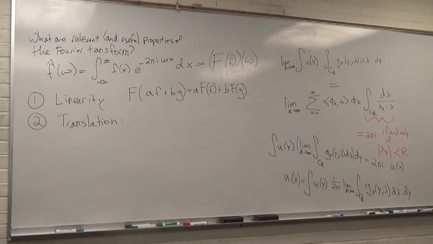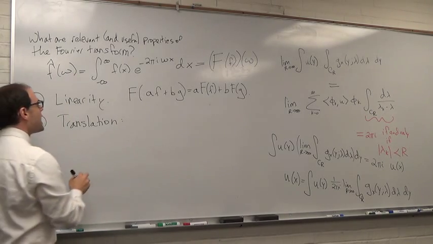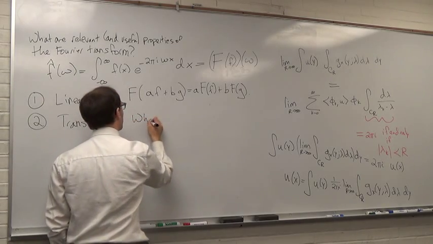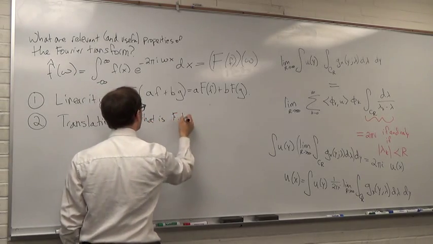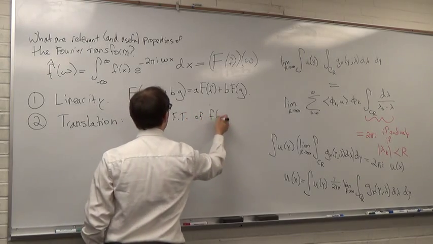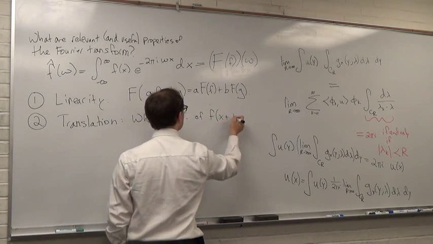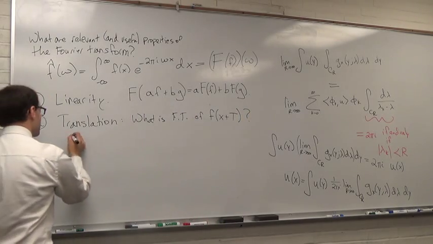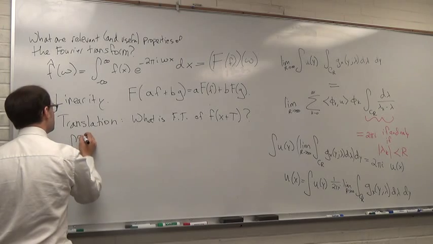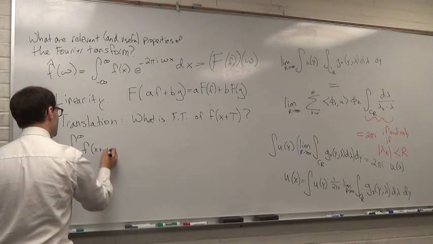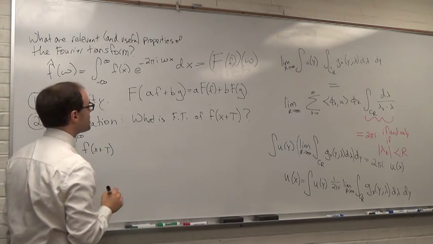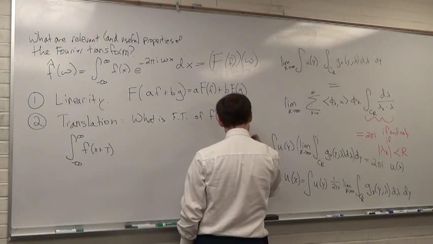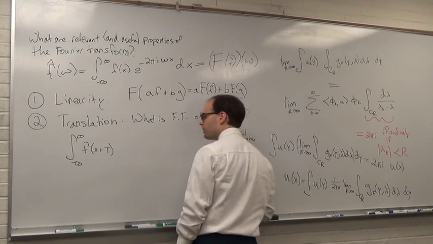So the translation property goes something like this. If I have my f, and I consider the question of what is the Fourier transform of f of x plus capital T, where T is some real number.